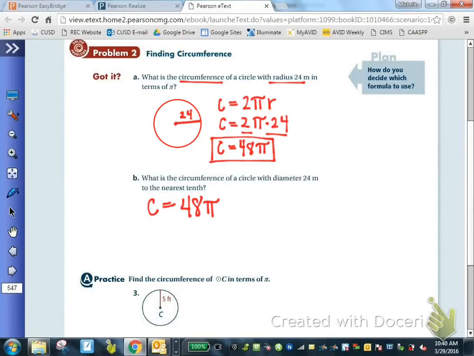So we get C equals 150.796447. But they wanted our answer to the nearest, what? Did I multiply wrong? Diameter of 24. Oh, diameter. Okay, thank you. So it's just 24 pi, huh?